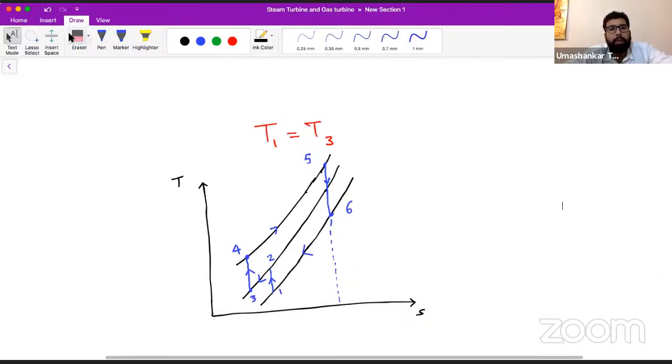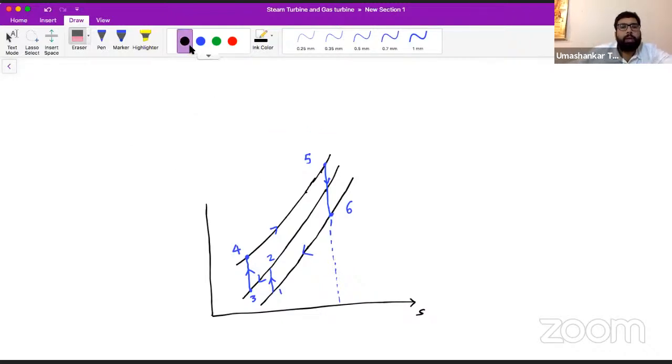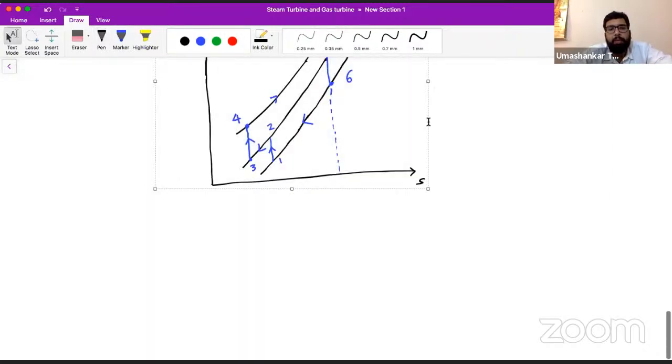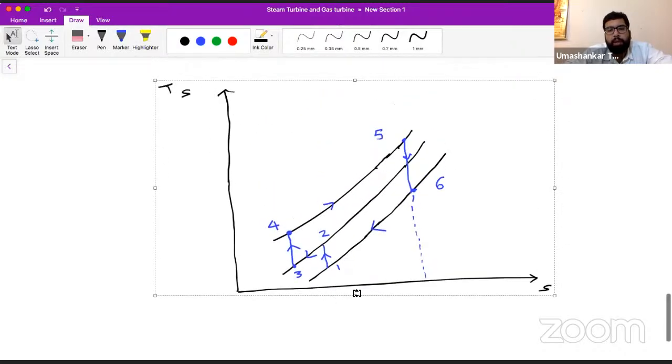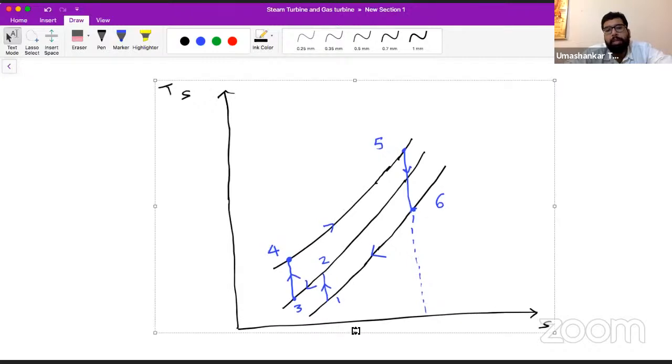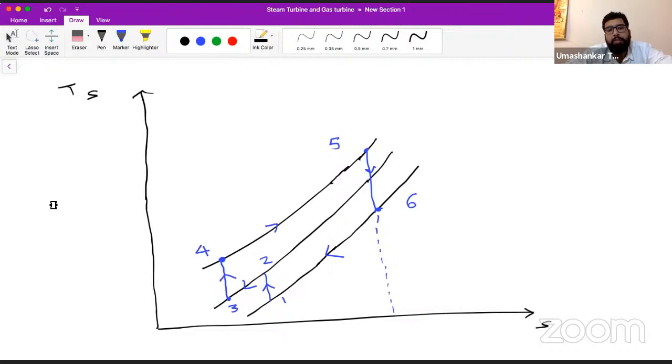about the perfect intercooling, the temperature T3 must be equal to T1. So temperature T3 must be equal to T1. I just have enlarged this figure so that all of you can comfortably see it.